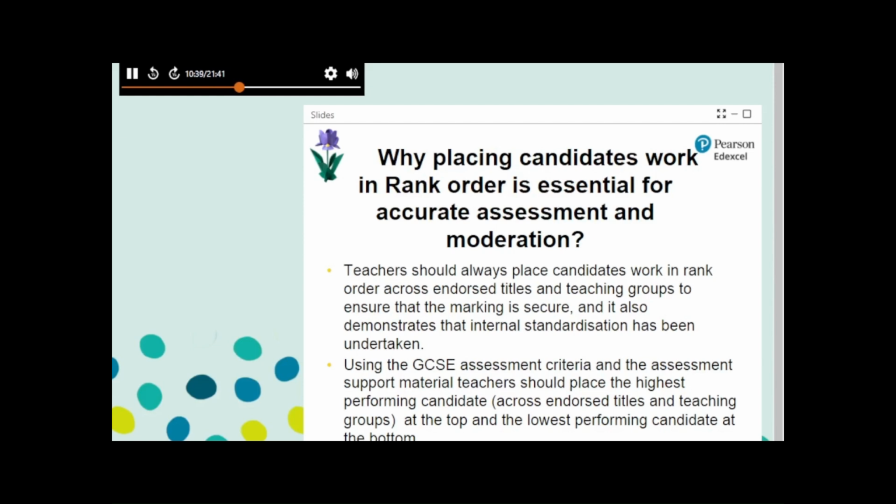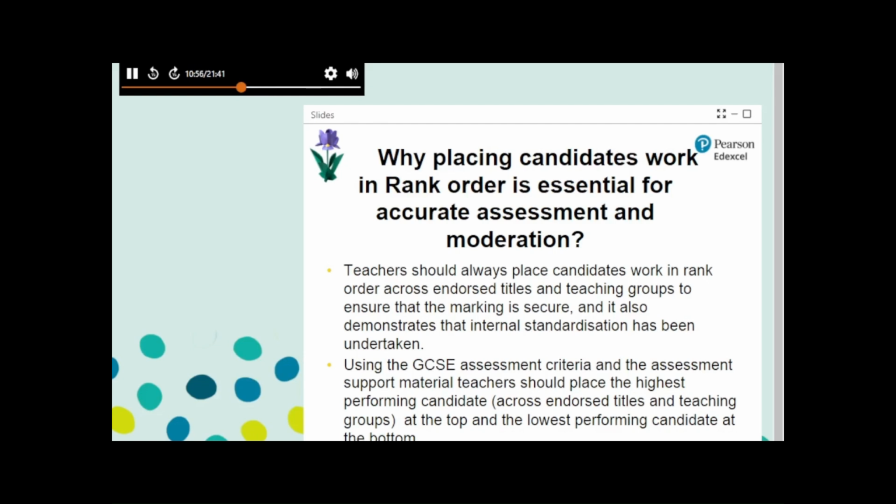Rank order. Internal standardisation requires teachers to place candidates' work in a rank order. Internal standardisation enables teachers to make comparable judgments by placing candidates' work in a rank order.